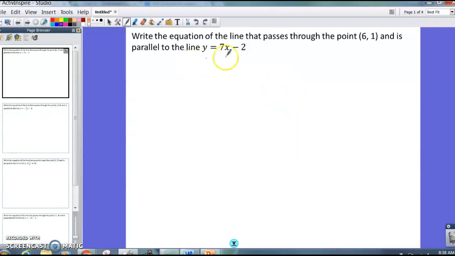Hey everyone, today we're going to talk about writing equations of parallel and perpendicular lines. I did this at the end of class yesterday, but I wanted to make sure you had a couple examples today when you're doing your assignment. So the examples I'm going to do today are just like the ones that are on your assignment.